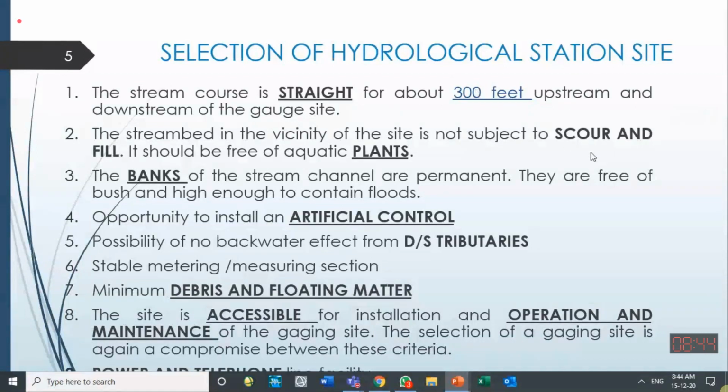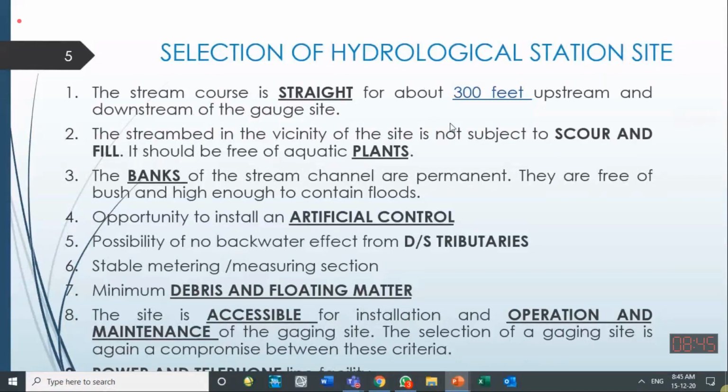Maybe you will not get a 100% straight reach. Small variation can be accepted, but a large curvature should be avoided because it affects the water depth inside and outside, and it also changes the cross section because of the different deposition and erosion of sediment. On the inner side it is deposition, on the outer side it is erosion.